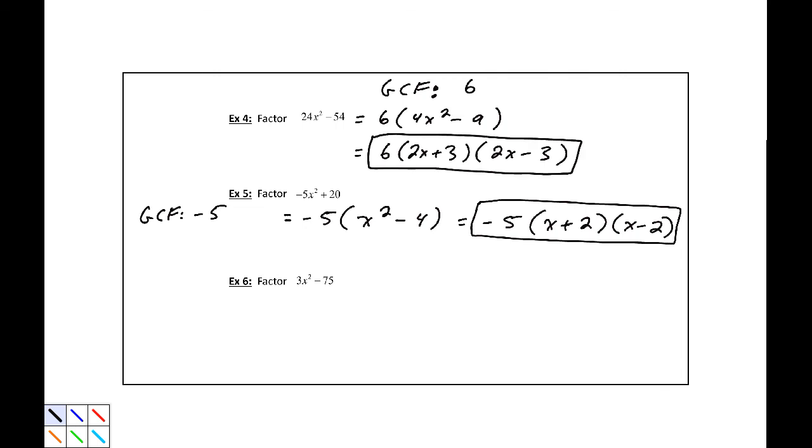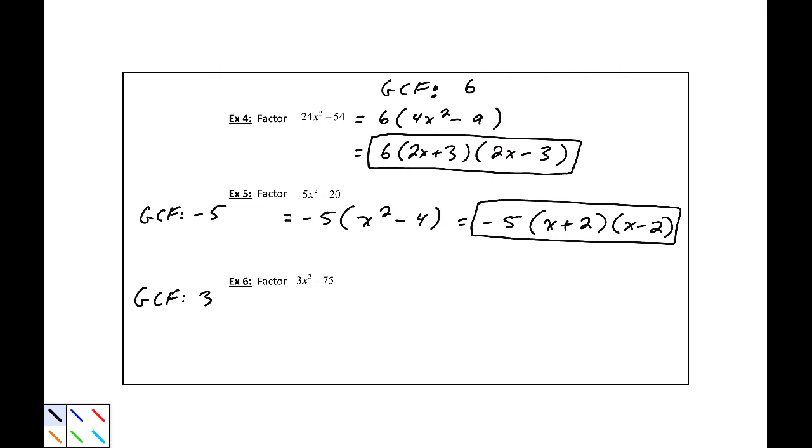All right, example 6: factor 3x squared minus 75. These are not perfect squares, so we need to look for a greatest common factor. That's all we can do, and really the first thing we should always ask is, can we factor out a greatest common factor? There always is a greatest common factor. Remember, 1 always works, but we want something bigger than 1. So in this case, the greatest common factor is 3 between 3x squared and 75.